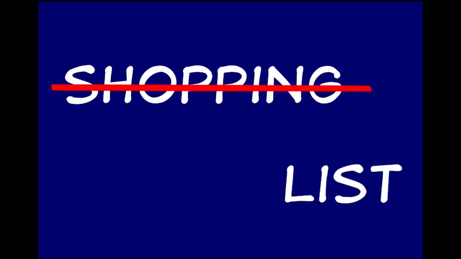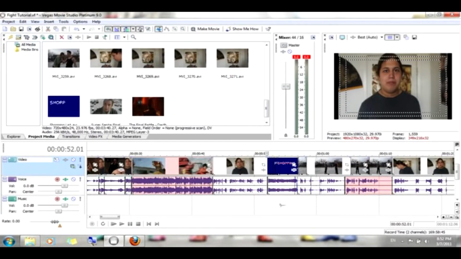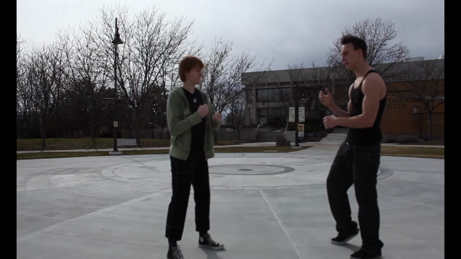Have you ever wanted to try to create a fight scene yourself? Well, you've come to the right place, and it's a lot simpler than you think. Doesn't even require a budget. You're going to need the following. Two actors, a camera, and editing software, preferably any software that isn't Windows Movie Maker. You can also use prop weapons, but for the purpose of this video, we're just going to focus on hand-to-hand fighting.